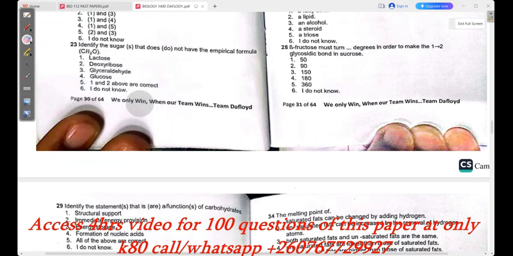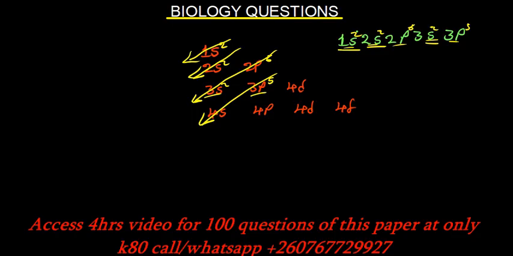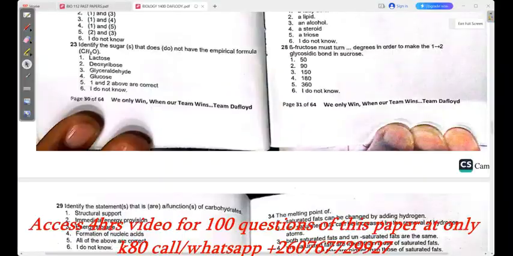So we have 23. Question 23 reads: identify the sugar or sugars that does not or do not have this empirical formula. Molecules which have that empirical formula are carbohydrates, or monosaccharides. Monosaccharides are the only sugars which have this chemical formula. So lactose is not a monosaccharide, so it can't have that chemical formula.